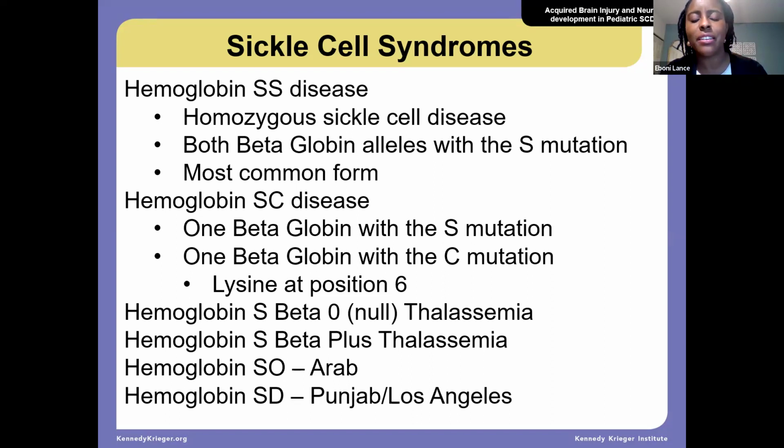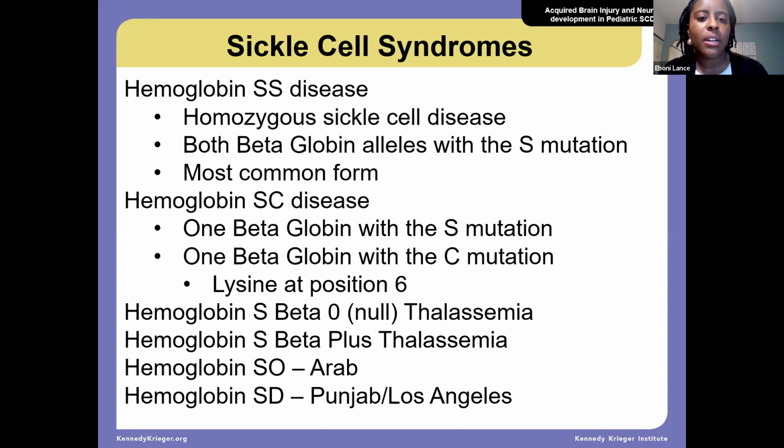Similarly, with SC disease, there is a mutation in the C, for the C in the same beta globin gene as the S. And so those patients have 1 S and 1 C beta globin. And again, this is a less common form of sickle cell disease. And again, some would say milder, but it depends on the patient and their clinical presentation.